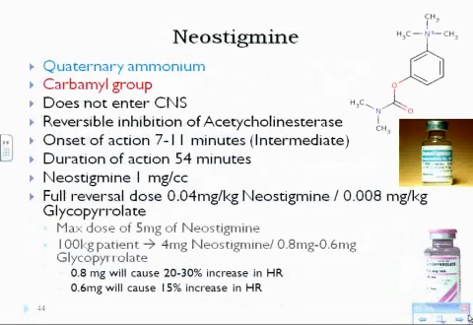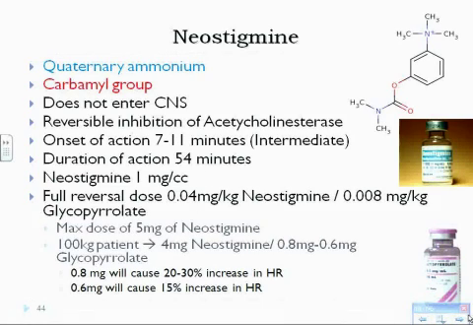Now, neostigmine is the one that we tend to use in the clinical area. It's a quaternary ammonium. It has the blue in the top. That's a quaternary ammonium. It also has a carbonyl group, which is in red. And the carbonyl group is what carbamylates the enzyme and affects the activity of the acetylcholinesterase, which is reversible. It doesn't enter the central nervous system because it has a quaternary ammonium, which is charged. Its onset of action, on the other hand, is very slow because the carbamylation takes time. So this is a drug you really can't titrate. It takes 7 to 11 minutes for it to load up.